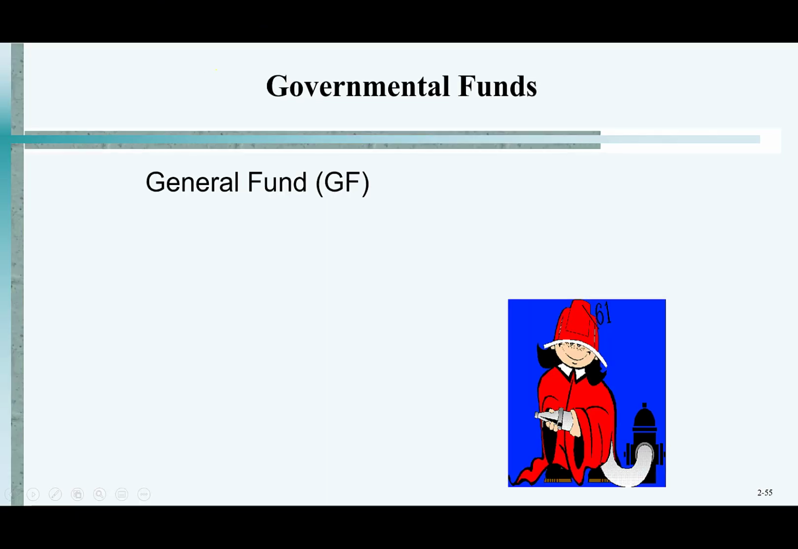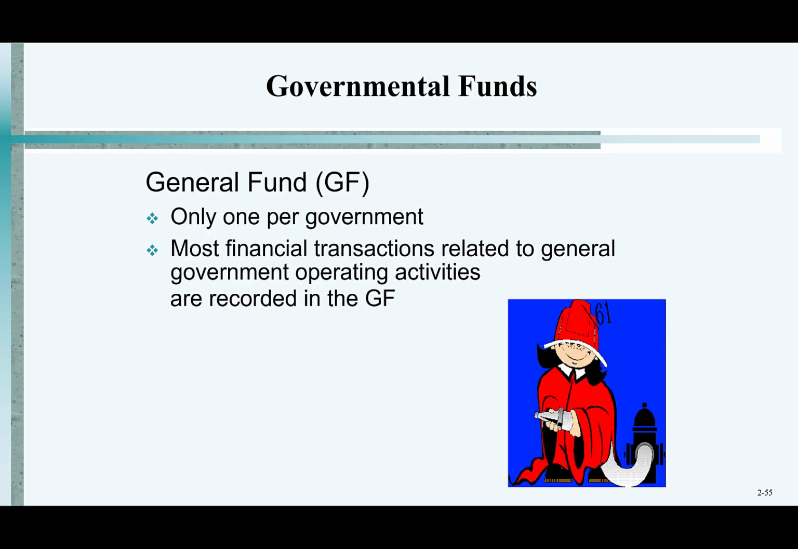And what we're going to quickly do here is just briefly talk about the activity of the different funds, because we're going to get into each of the funds in the respective chapters, right? In chapter 3 and 4 we'll be talking general fund, chapter 5 capital project fund, and so on, okay? So just briefly, general fund, there's only one. It accounts for any activity that isn't accounted for in another fund. So it has a general purpose. That's the term general fund.